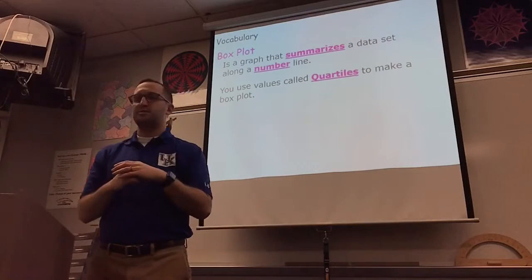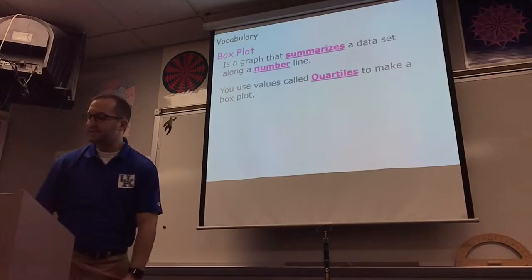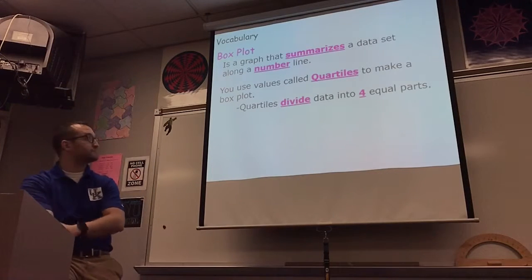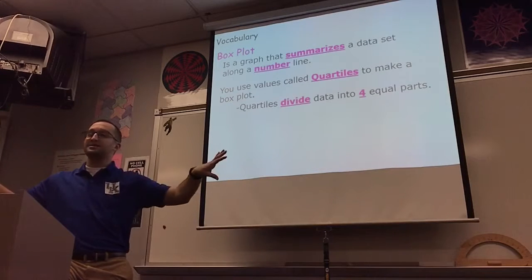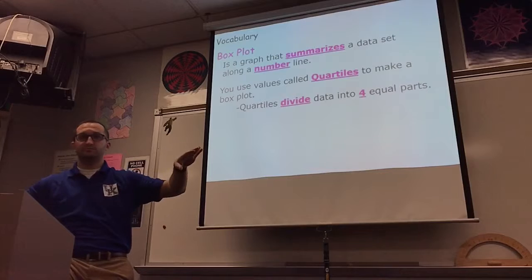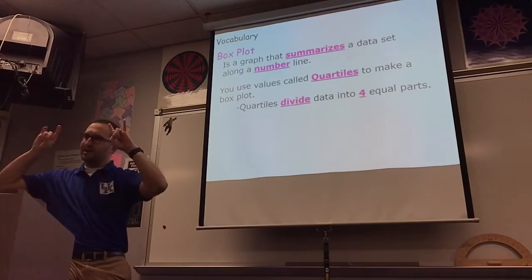Everybody say IQR. The IQR is the interquartile range, okay? Divides the data into 4 equal parts. That's why half the data is inside the box, half the data is not inside the box, right? 4 parts. Half of it's inside the box, and half of it's not.